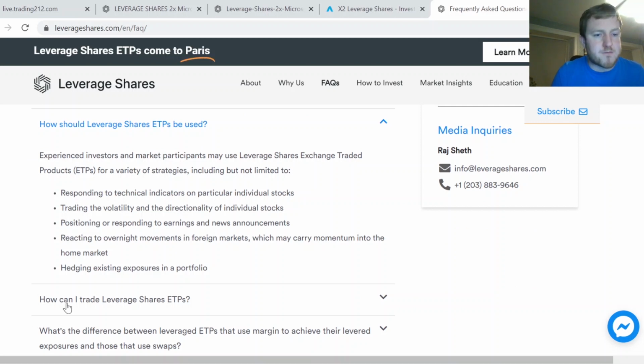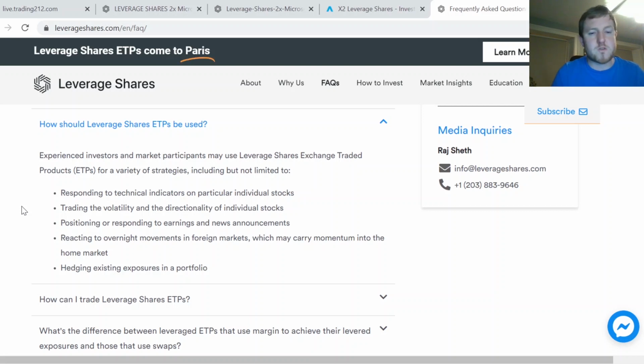So the first one here is responding to technical indicators on particular individual stocks. This is particularly for day traders. Say if they're analyzing the trends on the charts and they are recognizing a breakout in a certain direction, then they might use one of these to take advantage of what they believe is going to happen, to double or treble what they want to make. The next one is trading the volatility and directionality of individual stocks. That speaks for itself. The next one then is positioning or responding to earnings and news announcements.